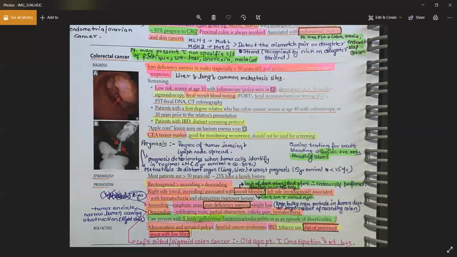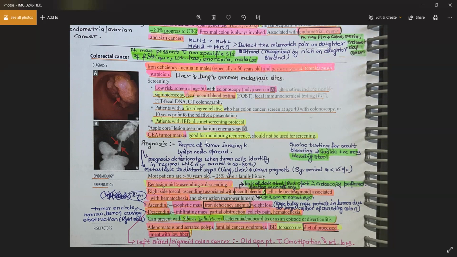You can also look for the CEA tumor marker once you diagnose the condition, once you know that the patient has colorectal cancer. You do that for monitoring of the recurrence and the treatment course. Because once you know the patient has cancer and has elevated CEA markers, then you will give the patient drug therapy or chemotherapy, right?